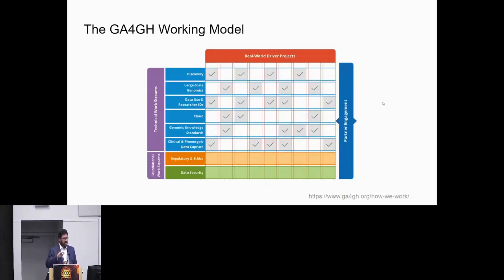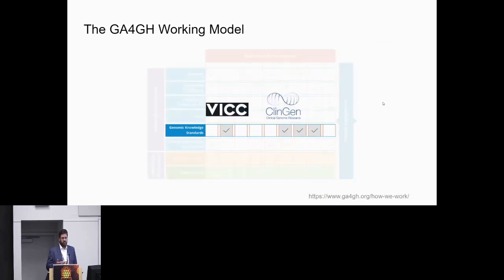And the way they work is that they have these 6 technical and 2 foundational work streams. These are worked on across a number of real-world driver projects that together are used to drive the development and maintenance of these specifications. Today, we're going to be talking about the activities and standards developed by one particular work stream, the Genomic Knowledge Standards work stream, and the driver projects that are primarily driving the standards development in this space are the Variant Interpretation for Cancer Consortium and the ClinGen driver project.